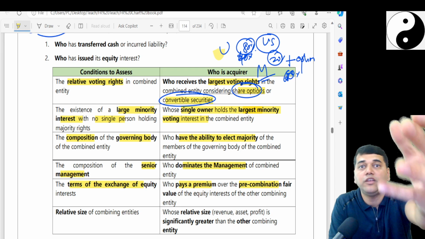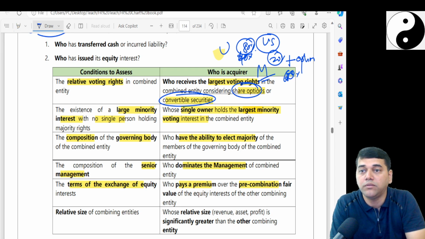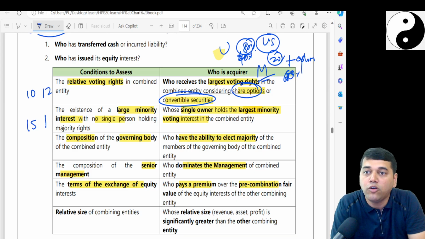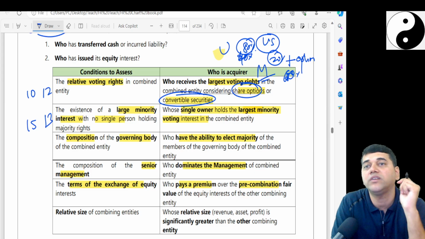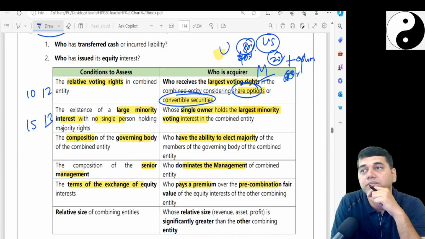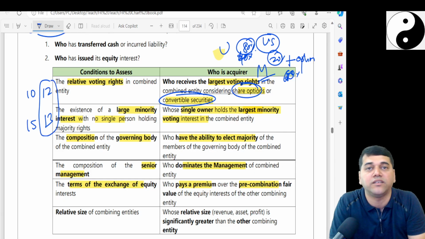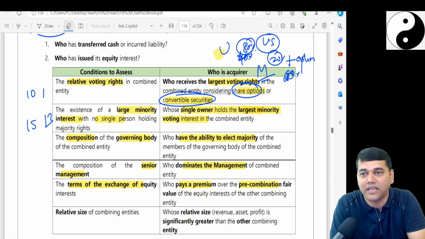Your business value was 10. My business value was 15. Now, we exchanged shares, so that you got 12, I got 13. Now tell me, who is the acquirer, who is the acquiree? In the combined entity, your stake is 12, my stake is 13. Again, I'll explain, please tell me.